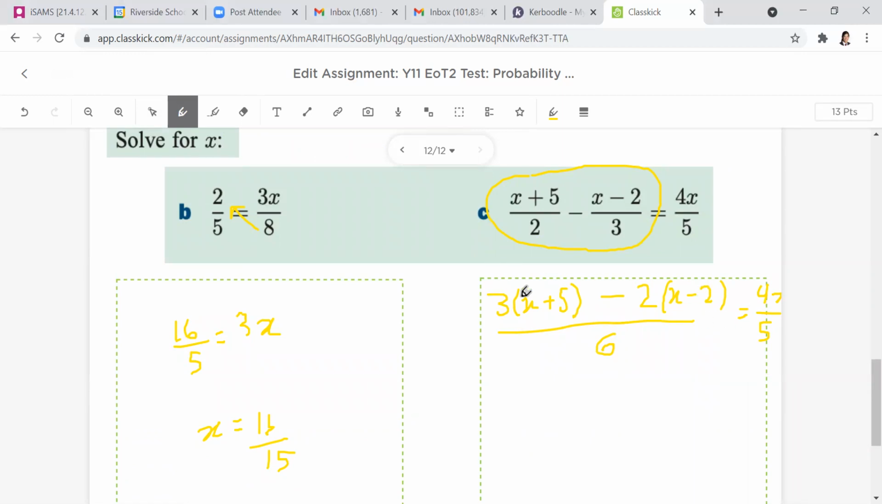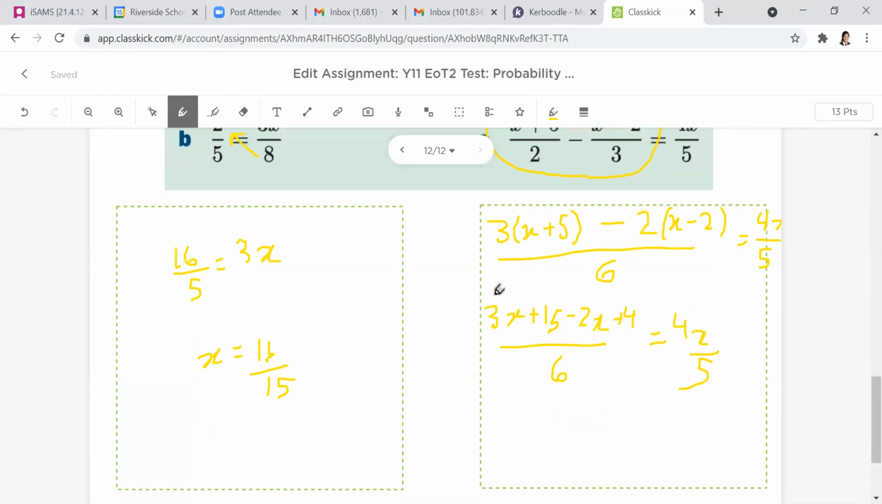All right, so I can simplify the top here. That becomes 3x plus 15 minus 2x plus 4, all over 6, which equals 4x over 5. These two can be simplified. So it becomes x plus 19 divided by 6 equals 4x over 5.